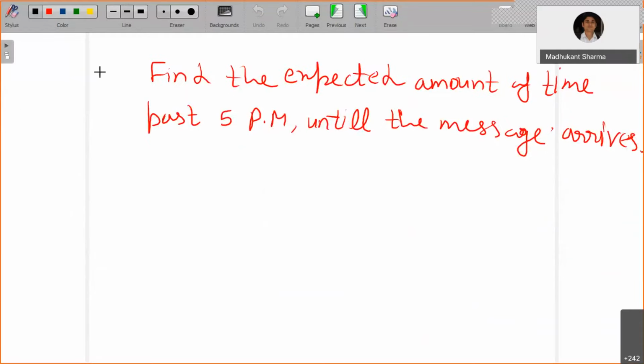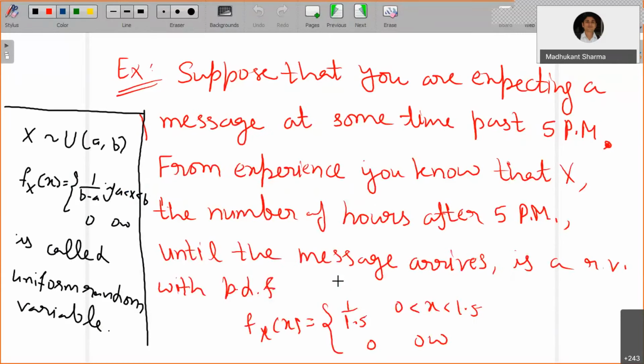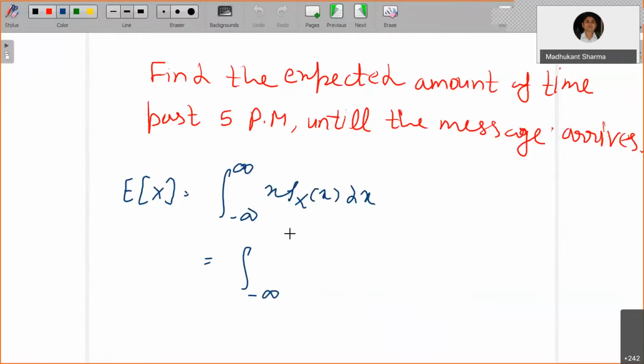This is very simple here. We know the expected value of X is going to be the integration from minus infinity to infinity of x times fX(x) dx. But fX(x) is 0 elsewhere, and it is non-zero only in 0 to 1.5. So I'll just write it, that's going to be the integration from 0 to 1.5 of x times fX(x) dx.